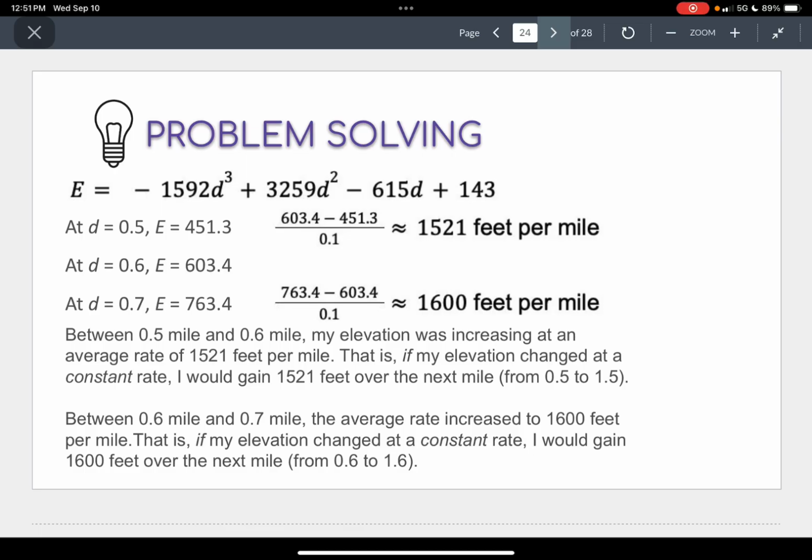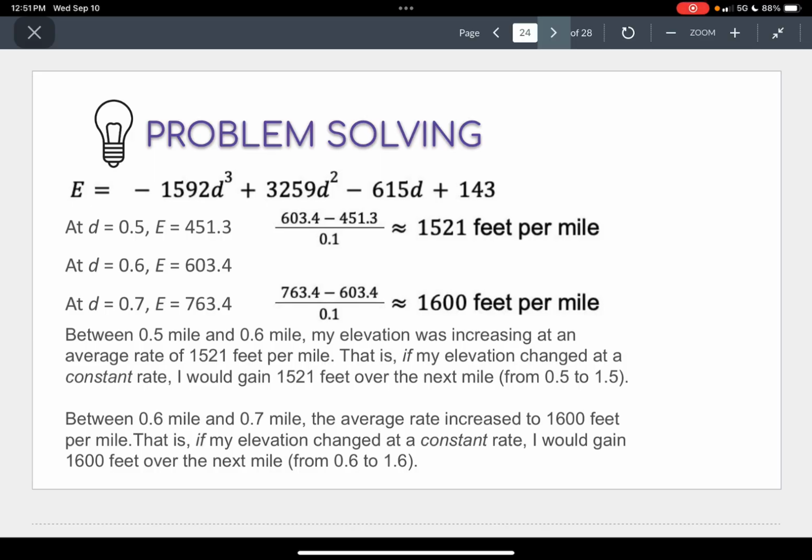So I start off with the function equation I'm given, and I evaluate that function at the following values of d: at 0.5 of a mile, at 0.6 of a mile, and at 0.7 of a mile. I get the corresponding elevations of 451.3 feet, 603.4 feet, and 763.4 feet. And then I calculate the average rates of change over those tenth of a mile intervals. So on the first one, we have a change of 1,521 feet per mile. For the second interval, we have a vertical change of 1,600 feet per mile.